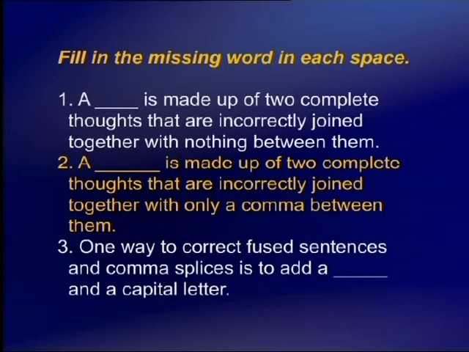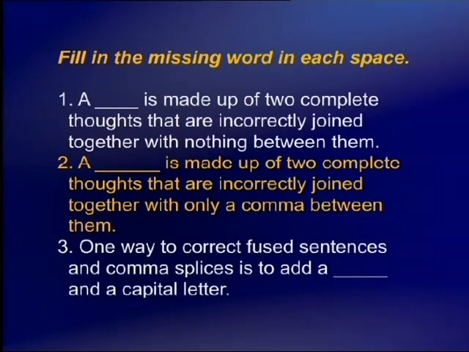Number 2, a blank is made up of two complete thoughts that are incorrectly joined together with only a comma between them, and the hint is given you over there. What would you use to fill the blank? A comma splice is made up of two complete thoughts that are incorrectly joined together with only a comma between them.